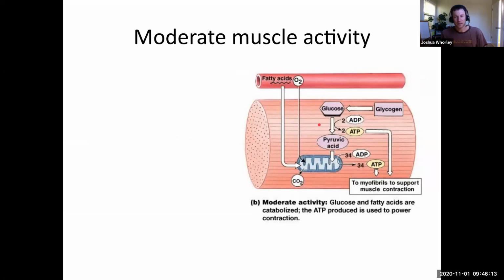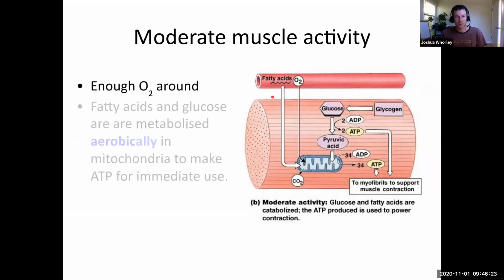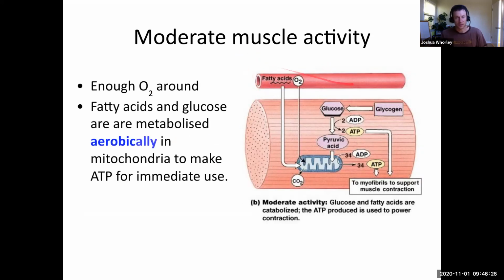We still have all that same stuff going on. We have glucose being imported, fatty acids being imported, and oxygen being imported. All of that is still happening. There's still plenty of oxygen around at moderate muscle activity. But now, if we're doing this for a while, we exhaust our ATP sources, we exhaust our creatine phosphate sources. And so now, remember, we have to go somewhere else to make our ATP.